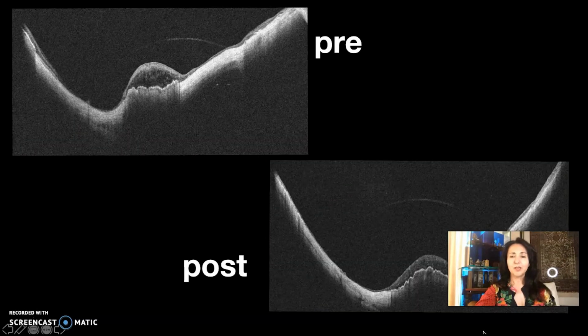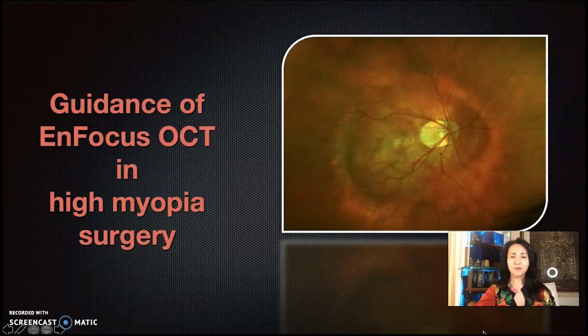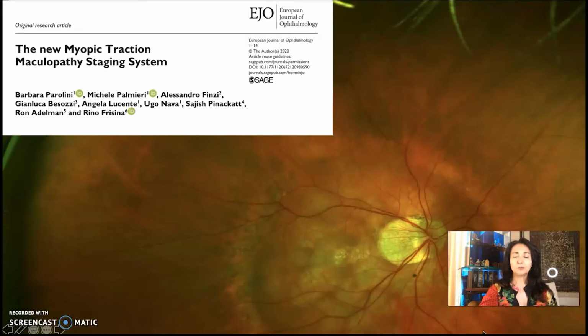And this is the pre and post-op of that specific case. So what about high myopia surgery, and what role has the intraoperative OCT in this type of surgery? This is a new staging system of myopic traction maculopathy that I recently published.